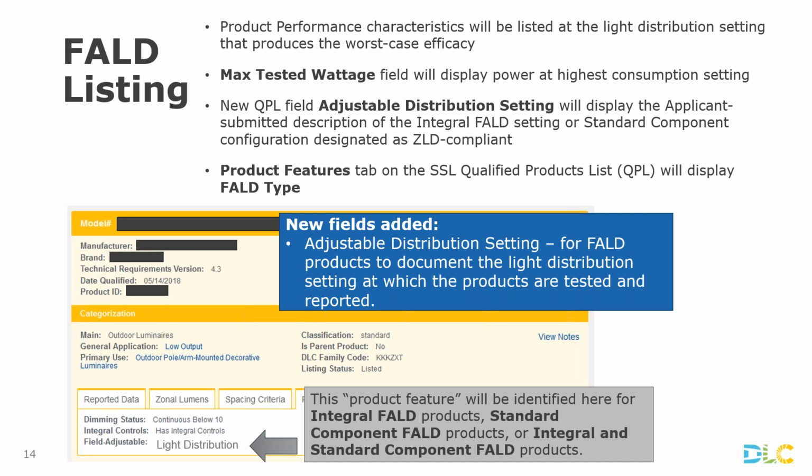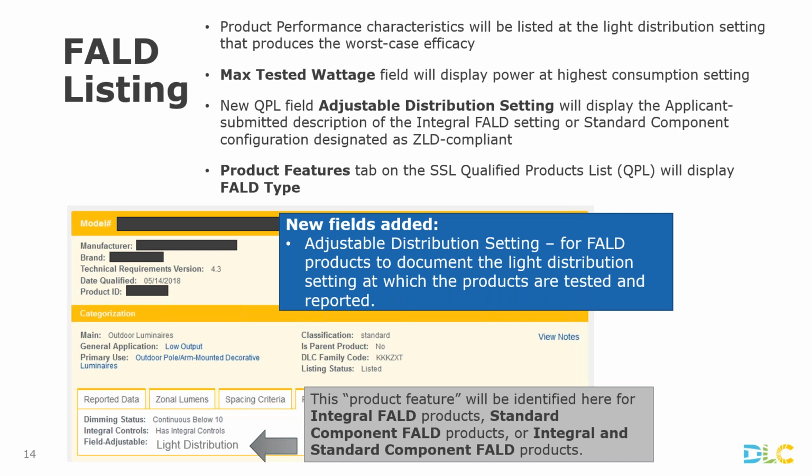Now that sounds a little complicated, but understand that, to go back to one of Gabe's earlier examples, a high bay product might adjust its distribution to meet the ZLD requirements for an aisle product, a high bay aisle luminaire, or a general high bay luminaire with a wider beam.